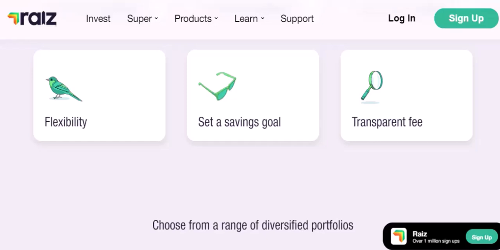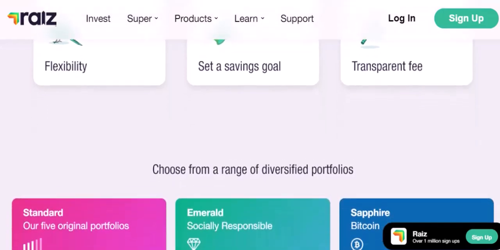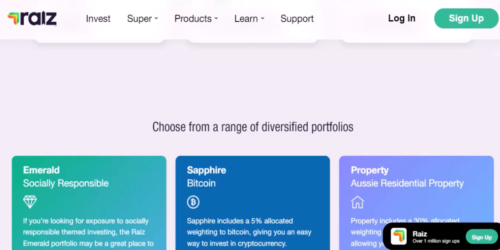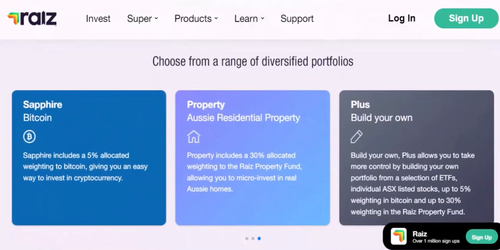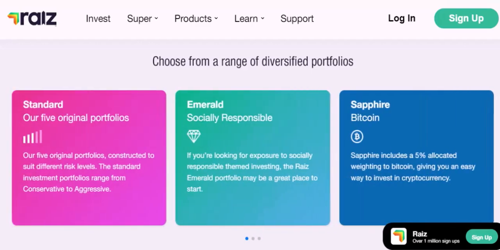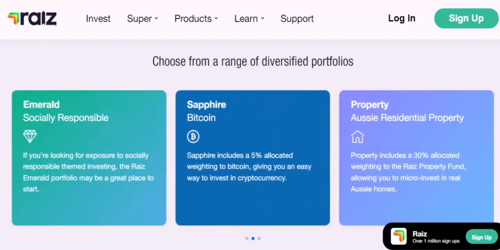Ultimately, the decision of whether Raiz fees are too high is a personal one. If you value the convenience and simplicity of Raiz's platform, the fees might be worth it. However, if you're more concerned about minimizing costs, you might want to explore other options.